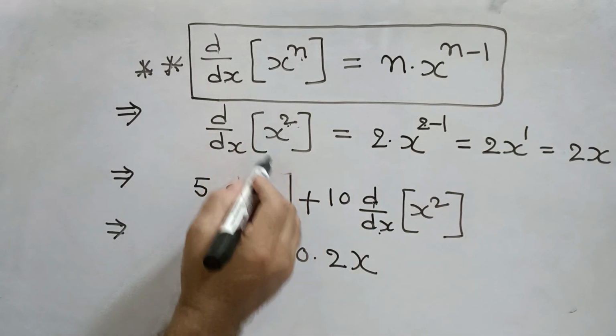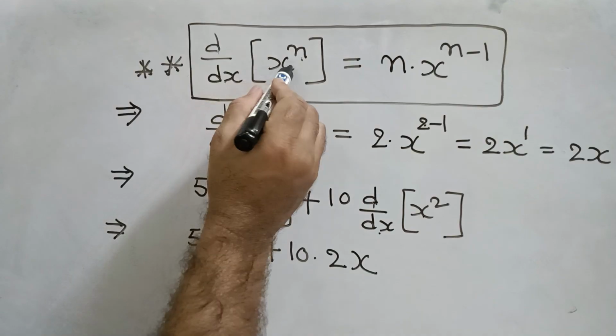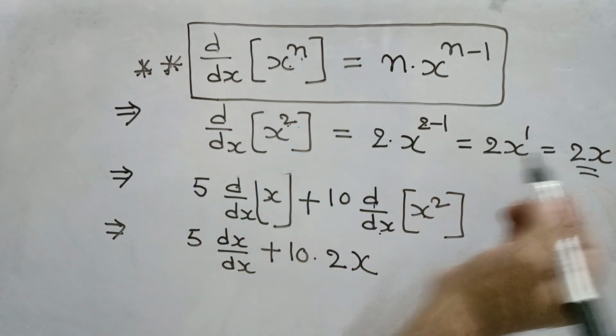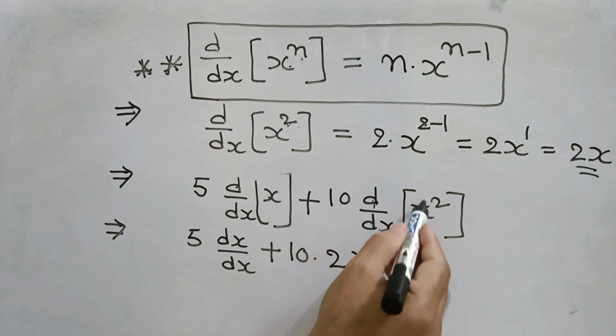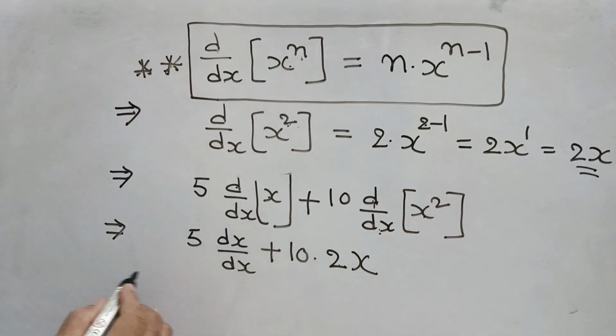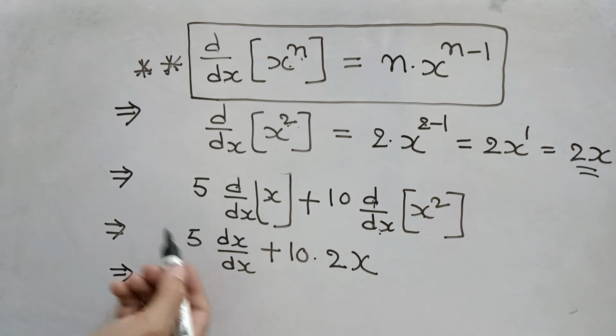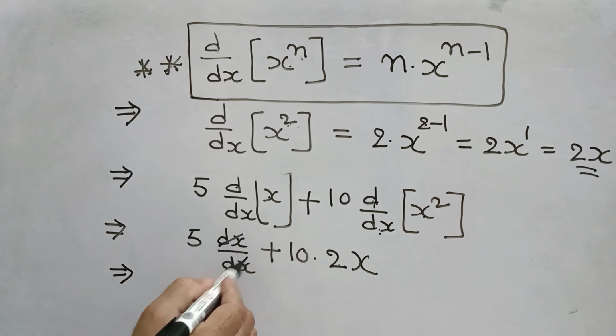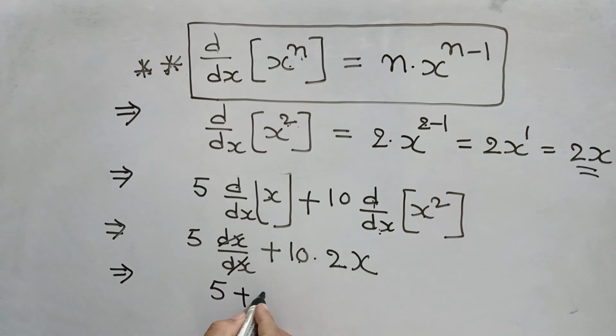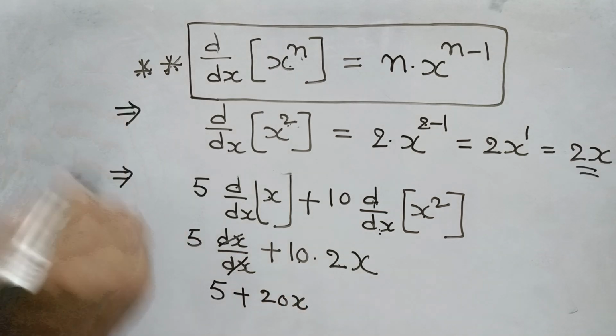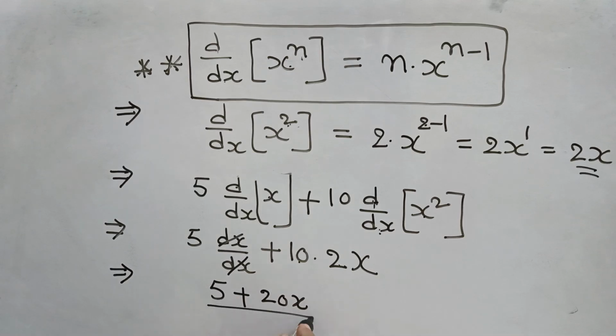According to this formula, I substituted this x square in this formula. I got the value 2x. Therefore, d by dx of x square is nothing but 2x. Therefore, if you further simplify this, as I already explained just now, dx by dx both will cancel out. 1 is the answer here. I mean 5 plus 10 into 2, 20. 20 into x. That is the answer actually.